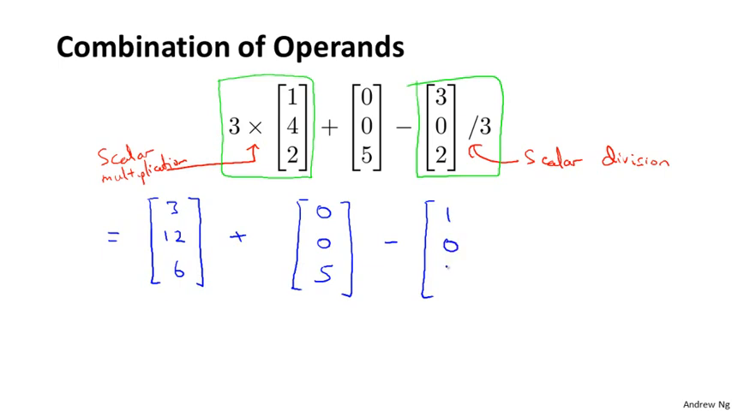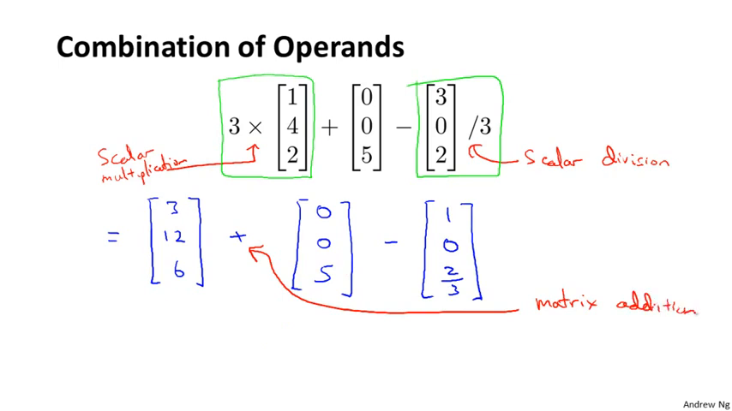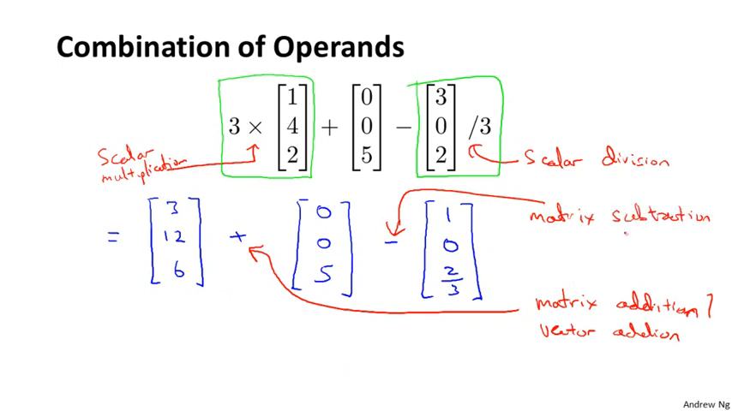1, 0, 2/3. And again, just to make sure we understand what's going on here, this plus symbol is matrix addition. Since these are vectors, and remember vectors are special cases of matrices, we can also call this vector addition. And this minus sign here is again matrix subtraction, but because this is a 3 by 1 matrix, which is actually a vector, we can also call this vector subtraction.